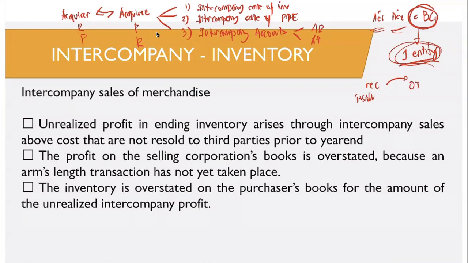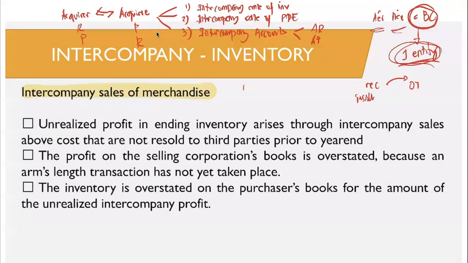And what are those intercompany transactions that we should remove? First, we remove the intercompany sale of inventory. Next, we remove the intercompany sale of property, plant, and equipment. Lastly, we remove the intercompany accounts, such as accounts receivable and accounts payable. Okay, so we start now with our first intercompany transaction, which is the intercompany sales of merchandise.